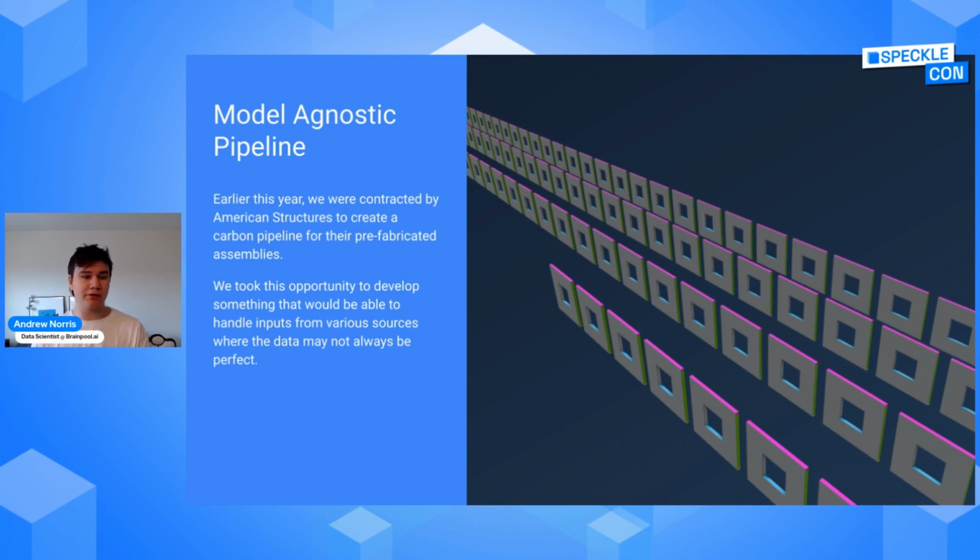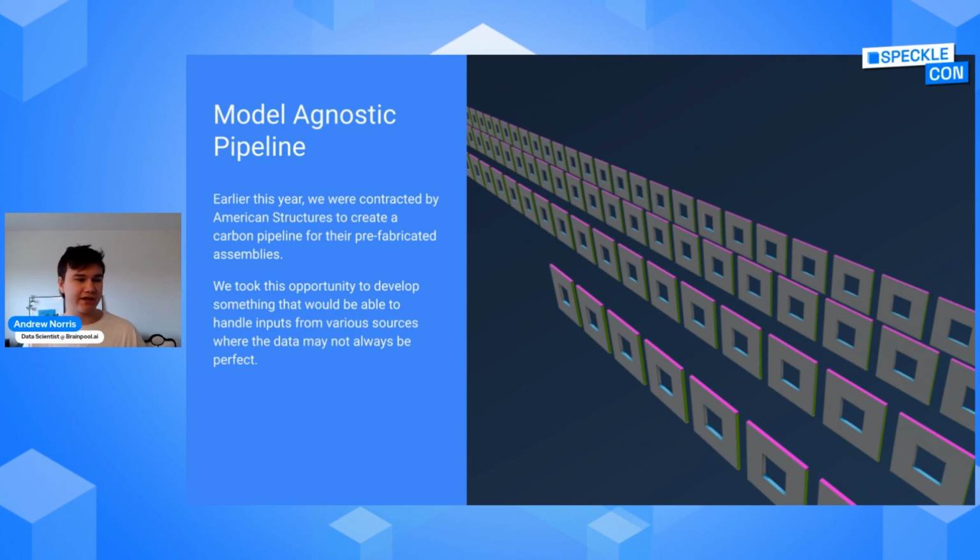But this summer, I was tasked with building a proof of concept pipeline for American Structures. They had this massive catalog of walls, all of them very slightly different, maybe a different number of studs, different number of sills, different number of top plates, but mostly the same. But they wanted a way that they could read in these walls individually, save them to a database alongside the carbon costs associated with them.